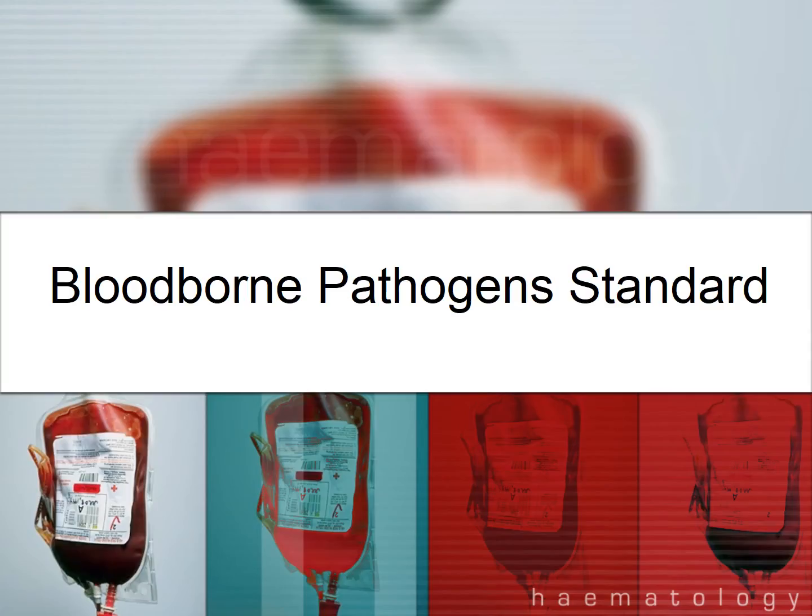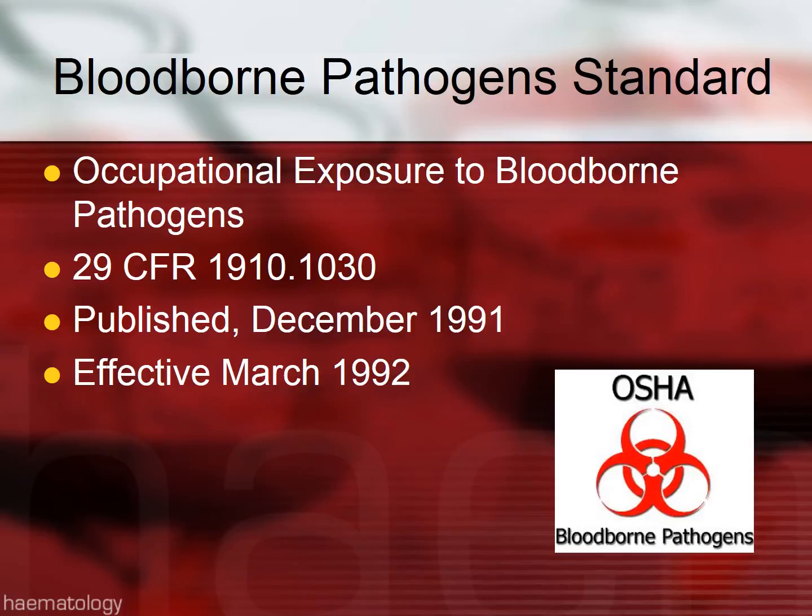So let's talk about the bloodborne pathogen standard now that we've talked about what bloodborne pathogens are. Okay, so the Bloodborne Pathogen Standard is 1910.1030. Obviously, you don't need to remember that. Just know that there is a bloodborne pathogen standard, and this is really related to occupational exposure.